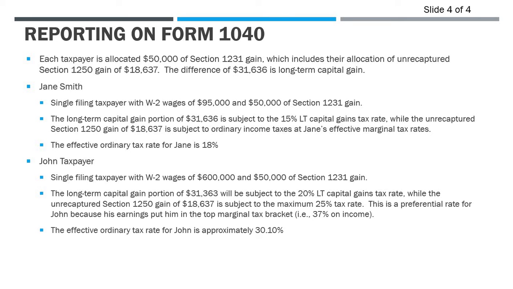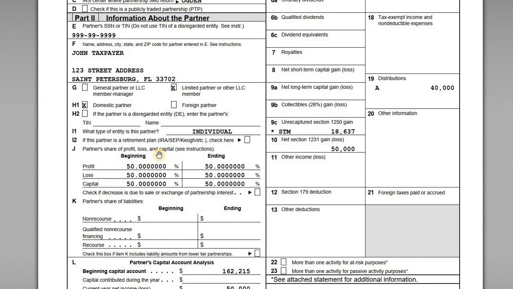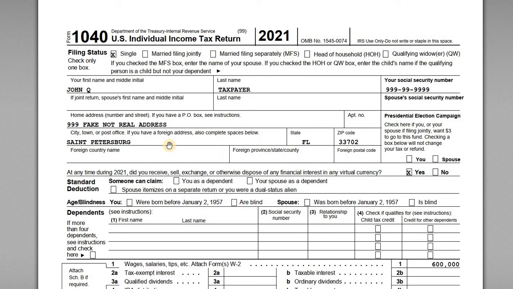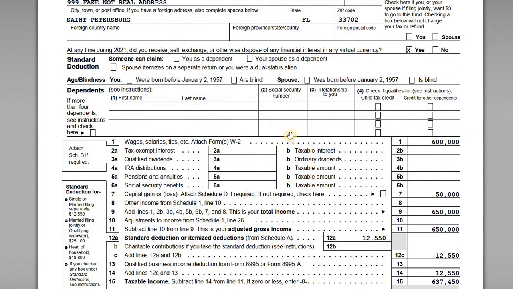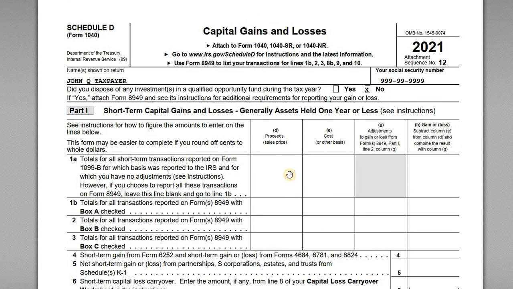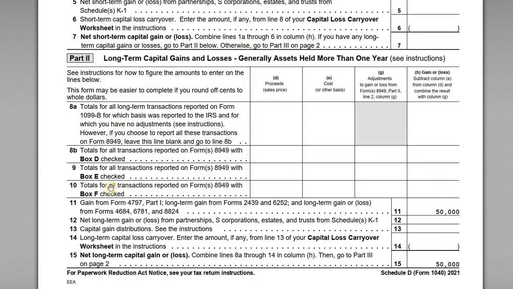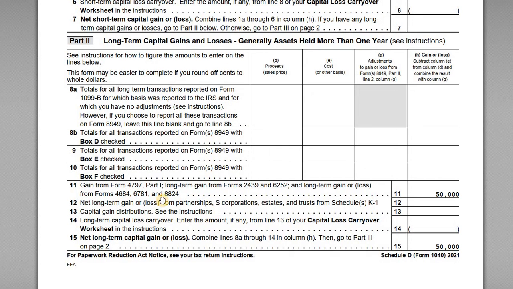All right, so let's look at the returns, and then we can start kind of going through some of these numbers. So if we look at John's to start, right? So John Q taxpayer, right? So we've got a very simple return example here. We've got his wages. He's got no other investment income other than the allocation of capital gain or loss. So when we look at Schedule D first, the Schedule D reports the total amount of 1231 gain, right? So we see down here on line 11, gain from 4797, right? $50,000. That's the 1231 piece.